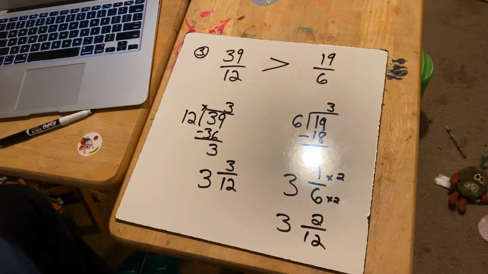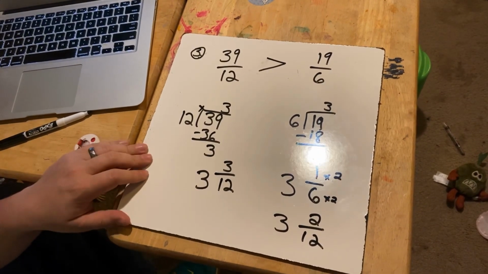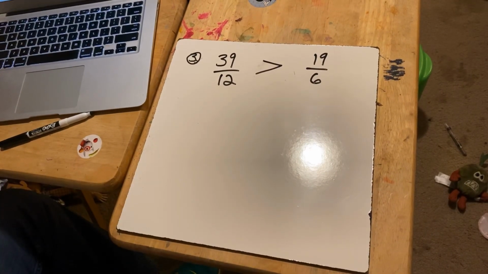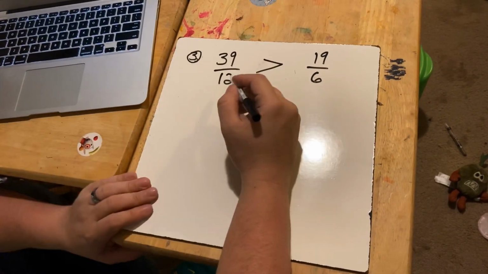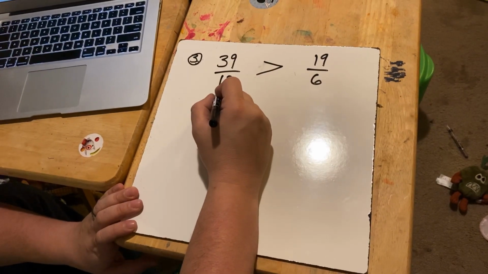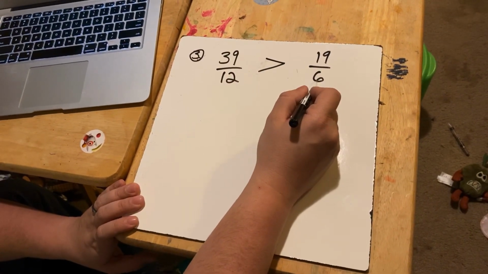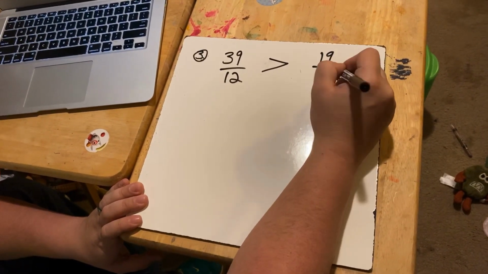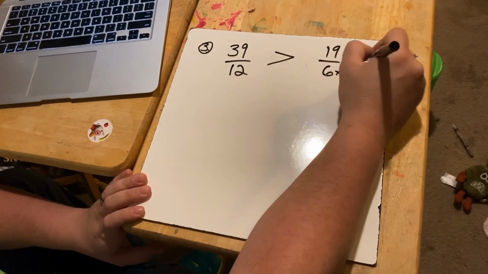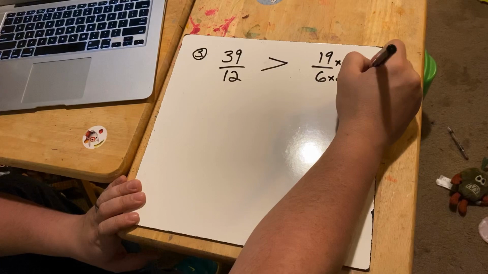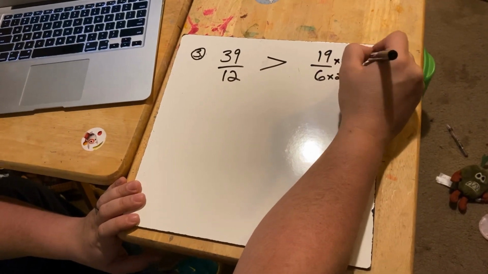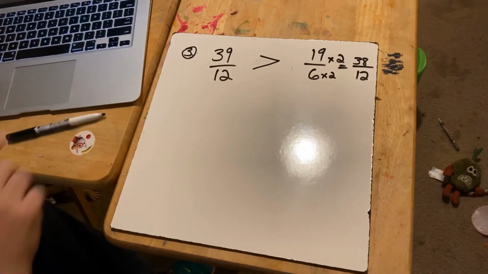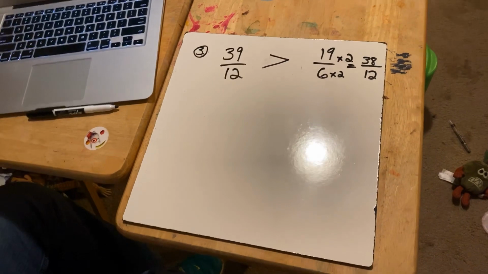But you know what I always say? Many paths lead to the same answer. I could have actually skipped all this and just looked at this fraction right here. This has got a 12 in the denominator, and this has got 6 in the denominator. Well, can I multiply 6 by anything to get to 12? Yes, I can. 6 times 2. And whatever I do to my denominator, I got to do to my numerator. 6 times 2 is 12, and 19 times 2 is 38. And we could say 39/12 is greater than 38/12. And that's actually probably the faster way. My bad.